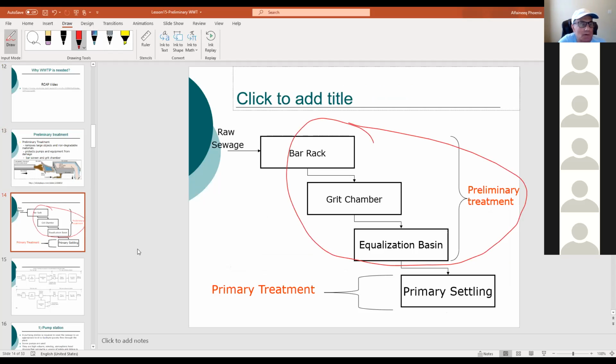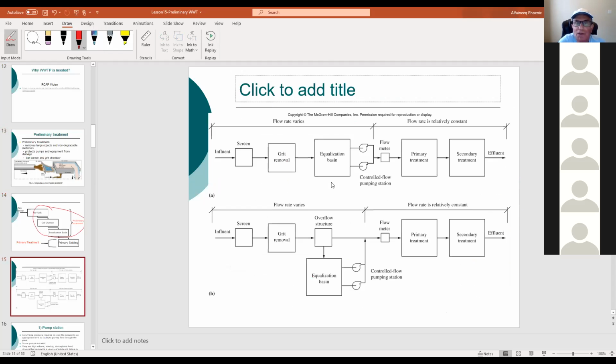primary settler, that's a primary one. Here, how you need that equalization basin. See here, equalization basin. Flow is constant after that. Before that, the flow fluctuates, all right? So it's a good idea to install some kind of flow meter after you finish with the equalization. And here, also as it comes in the headworks here, you need a pump, as I said, plus flow meter.